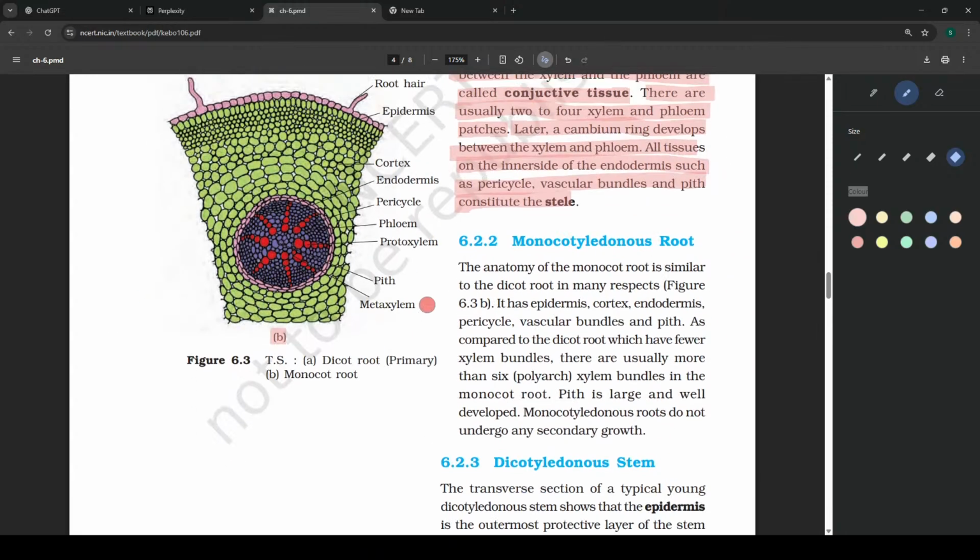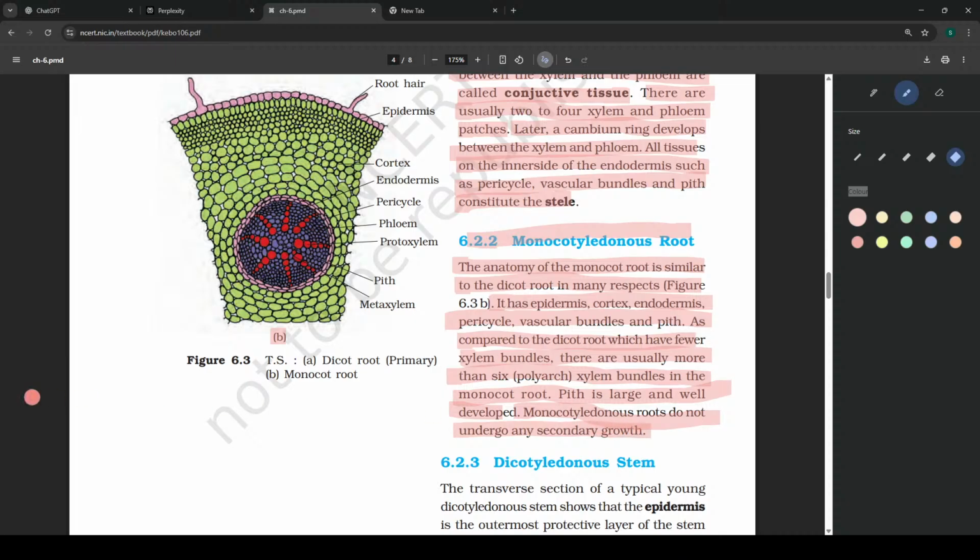Now let's go to the monocot root. The anatomy of the monocot root is similar to the dicot root in many respects. It has epidermis, cortex, endodermis, pericycle, vascular bundles, and pith. Compared to the dicot root, which had fewer xylem bundles, there are usually more than 6 polyarch xylem bundles in the monocot root. Pith is large and well developed. Monocotyledonous roots do not undergo any secondary growth.